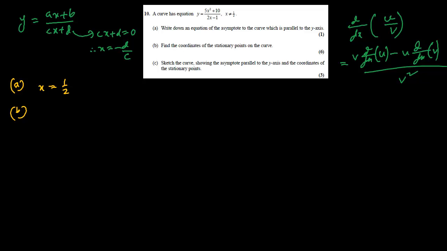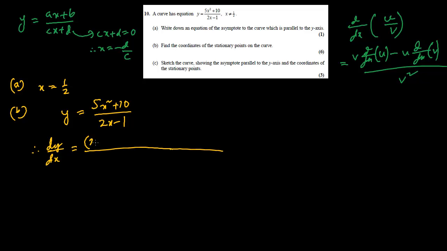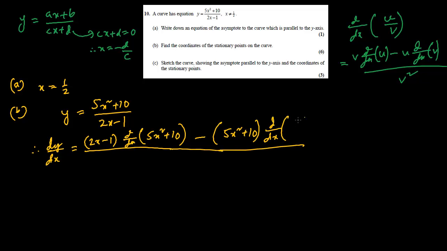So the upstairs is u and downstairs is v. So we have y equals 5x squared plus 10 divided by twice x minus 1. So d by dx of y is dy by dx, and d by dx of this side is going to be, let me write it over here, v, which is twice x minus 1, d by dx of u, which is 5x squared plus 10, minus u, which is 5x squared plus 10, into d by dx of v, which is 2x minus 1, divided by 2x minus 1 whole squared.